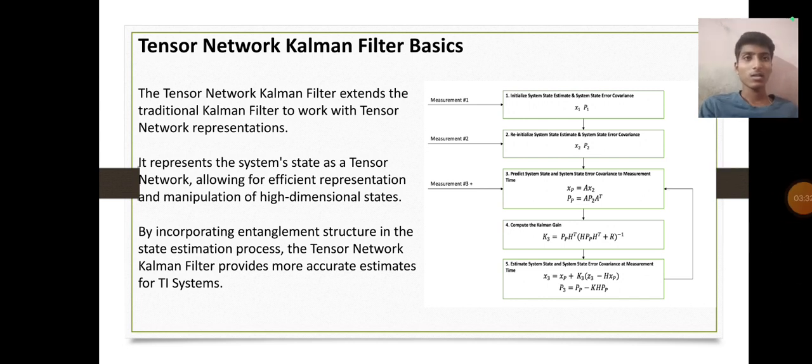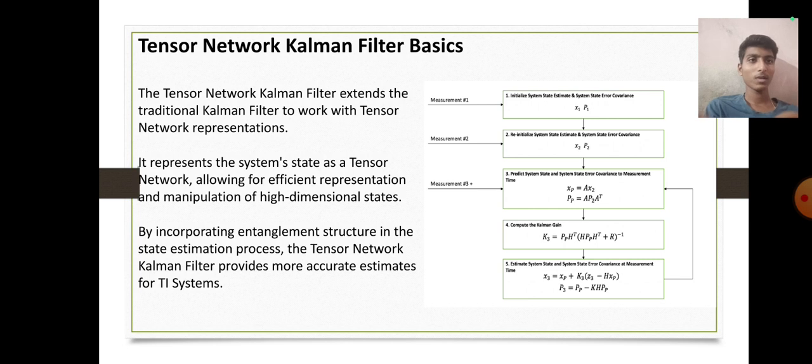Tensor network Kalman filters: basics. The tensor network Kalman filter extends the traditional Kalman filter to work with tensor network representations. It represents the system's state as a tensor network, allowing efficient representation and manipulation of high-dimensional states. By incorporating entanglement structure in the state estimation process, the tensor network Kalman filter provides more accurate estimates for LTI systems.